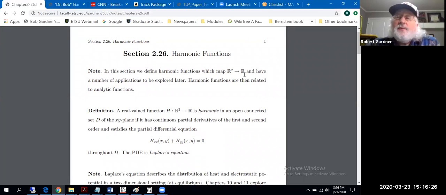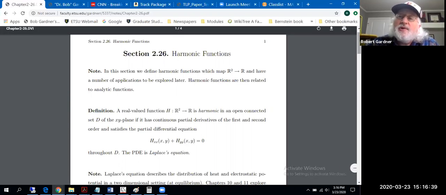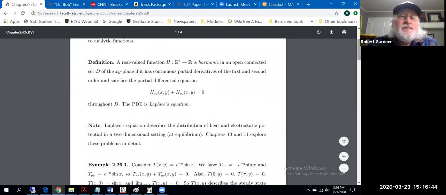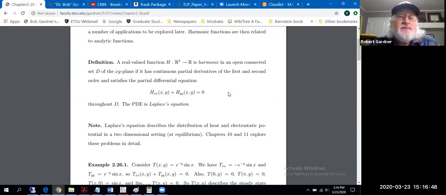By the way, you're familiar with this behavior because the real part of an analytic function and the imaginary part of an analytic function fall into that category. We'll touch on applications a little bit deeper in the book. They touch on the applications a fair amount more. So the definition of such a function as being harmonic is as follows.